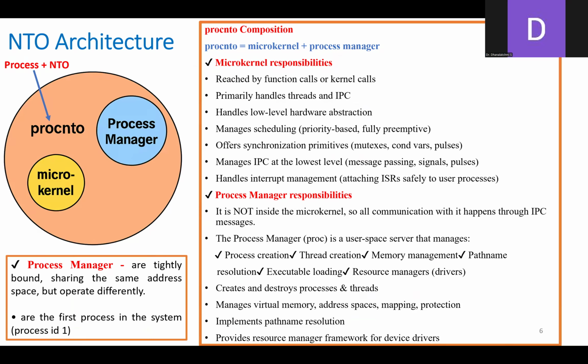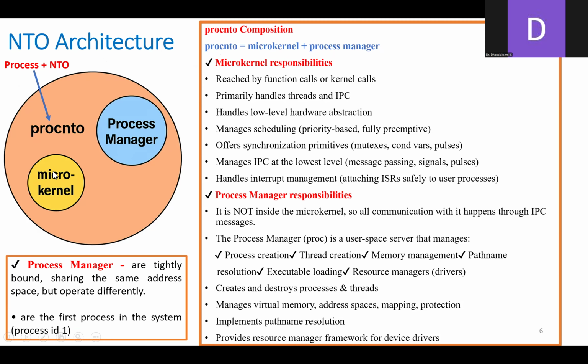Coming to the NTO architecture, I was talking about the microkernel and the remaining processes. So let's talk about this microkernel. I was telling you the scheduler and IPC are all inside it, right? What is proc NTO? It means process plus NTO. NTO is nothing but Neutrino, the name given by QNX. So proc NTO is a combination of microkernel plus process manager. These two put together are called proc NTO, which means process plus NTO.